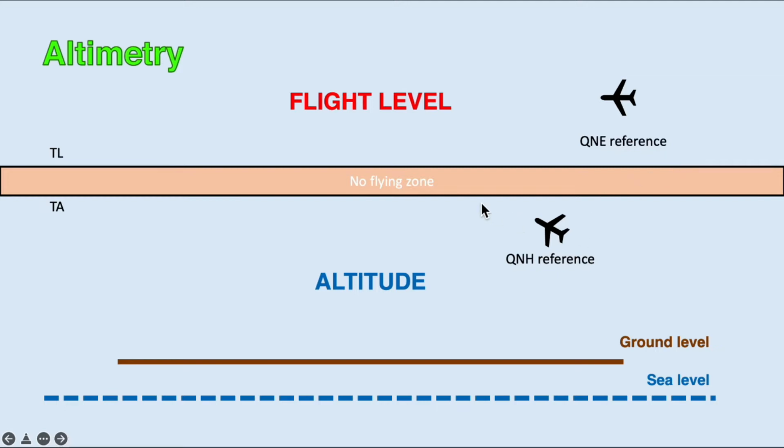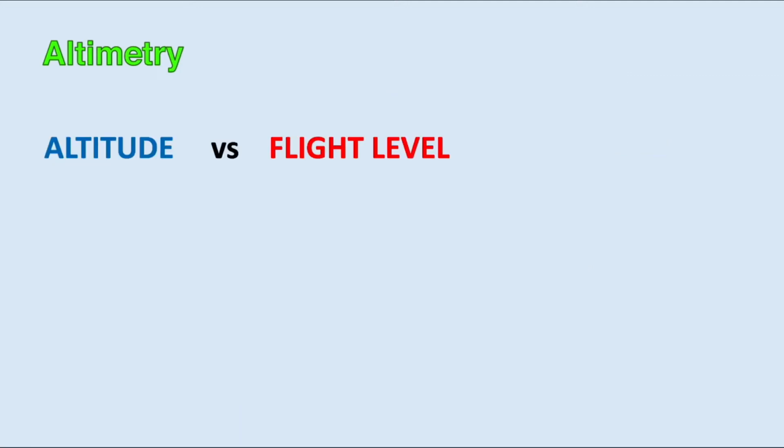So there's always a transition altitude, and that means that when the plane is flying up and is crossing this line, they need to switch from the QNH to the QNE. And when the plane crosses this line while descending, they need to switch from the QNE to the QNH of the place. So that's the reason why we're talking about different measures, for example, altitude and flight level. And let's see the difference.